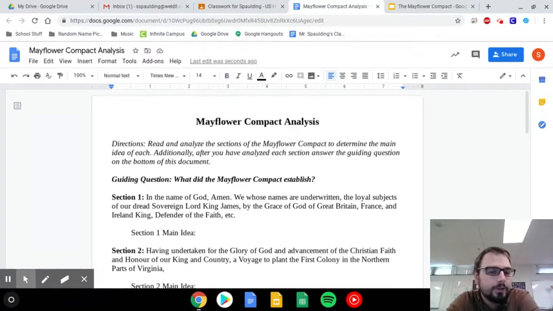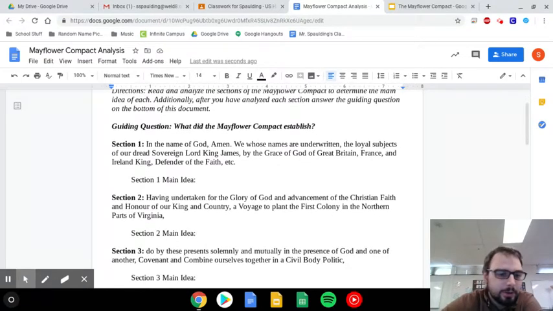So after you've finished reading each section of the Mayflower Compact, answer that guiding question at the bottom of the page. What did the Mayflower Compact establish? We are going to use that guiding question to help us mark the text as we go. But I'm going to explain how to mark the text today. Okay, so we're just going to start with each section, starting with section 1. I'm going to read it in its entirety, and then we'll talk about what we need to do with it. Section 1.